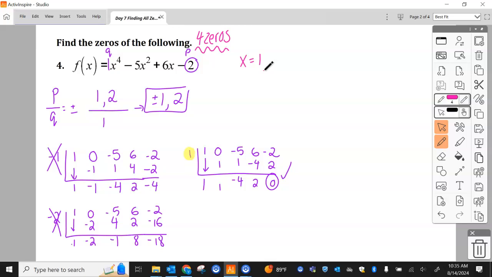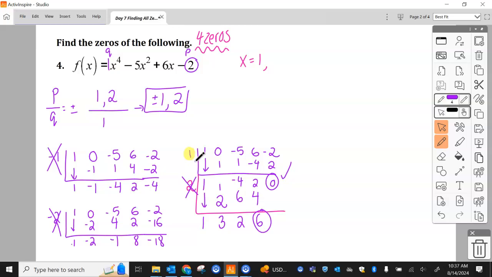Well, we've already done synthetic division on negative 1 and negative 2. The very last option that we haven't tried is 2. So bring down that first number, multiply, add, multiply, add, multiply, add. Oh, that remainder is not 0. So 2 is not an option. If negative 1, negative 2, and 2 are not options, and the only one that worked was 1, then maybe let's try it again.